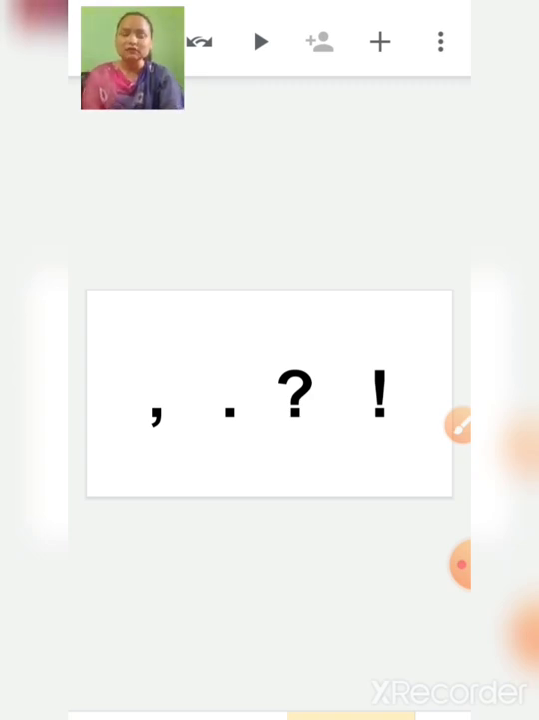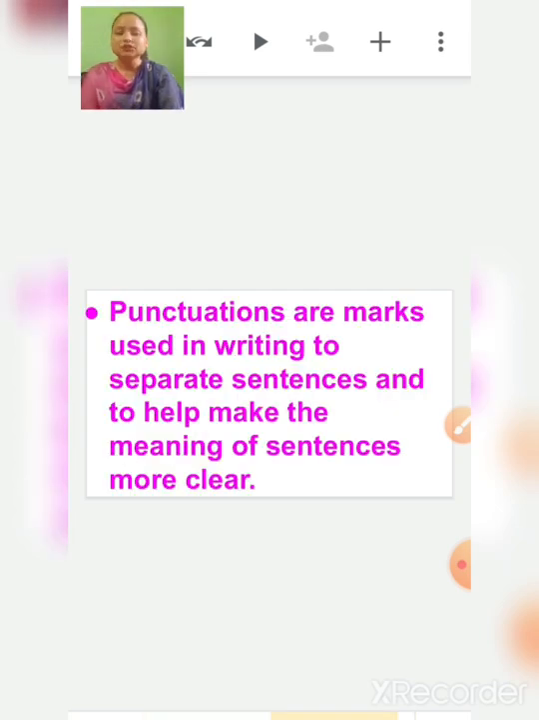Why is this necessary, children? Why do we have to use these punctuation marks in our sentences? Because of these punctuation marks, we get to know how a sentence is constructed and how we have to read it. Because of punctuation, the sentence becomes more clear, more meaningful to the reader. So punctuations are marks, symbols used in writing to separate sentences.